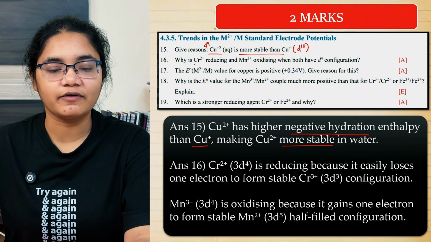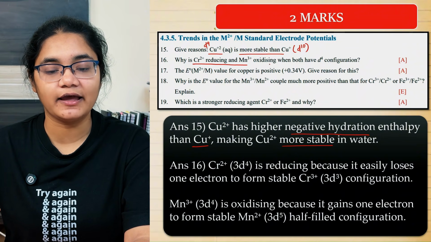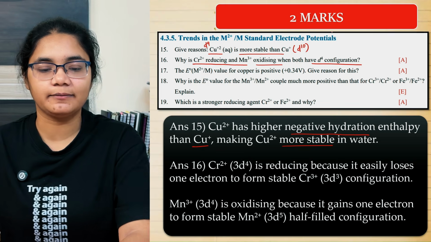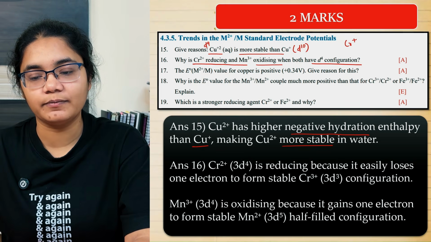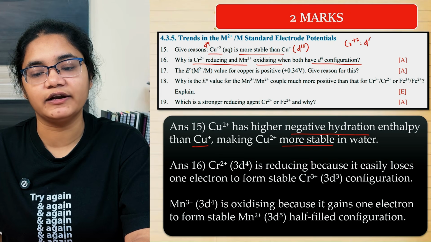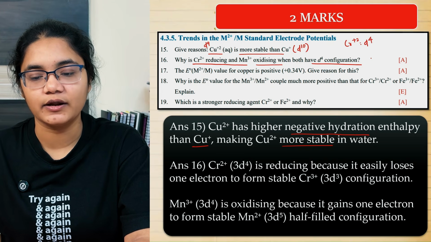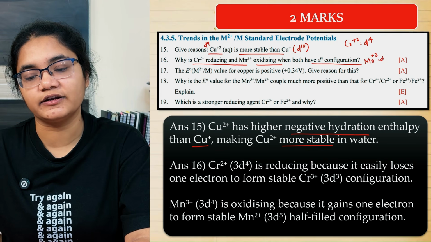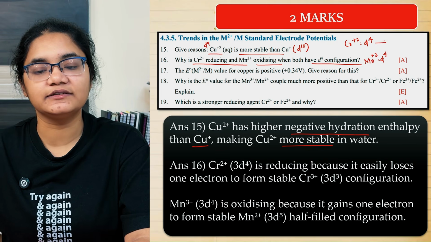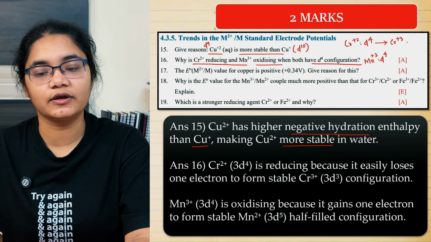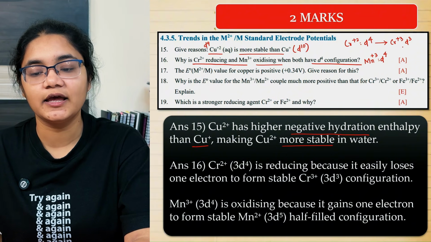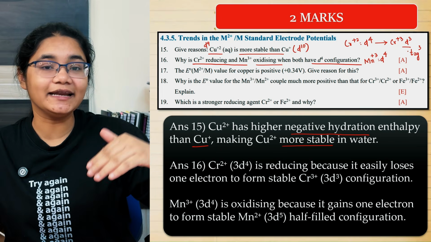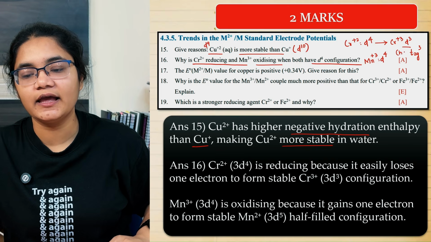Next, why is Cr2+ reducing and Mn3+ oxidizing when both have d4 configuration? Let me explain this one first. Cr2+ has a configuration of d4, and Mn3+ also has a configuration of d4. Now Cr2+ tries to go to Cr3+, because it will get d3 configuration, which, as we have already studied in coordination chemistry, will be t2g3, and this is also exactly half filled.